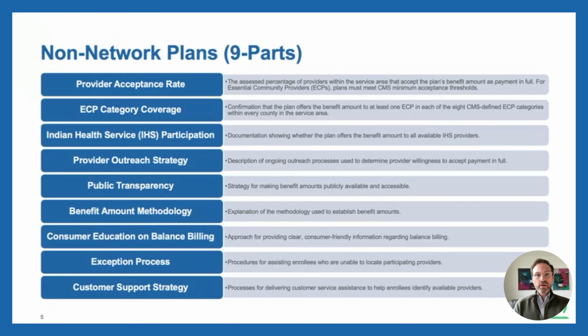But one of the biggest areas that the payers will have to demonstrate to the state or to the federal government is provider acceptance rate. Do providers in the area that the non-network plan is participating in accept as payment in full the benefit amount of the non-network plan? How this is accomplished, we don't quite know yet. Will this be accomplished through provider surveys or through a claims analysis? Maybe. More will come about that in the next weeks, and we should see lots of comments on this area as well to CMS.